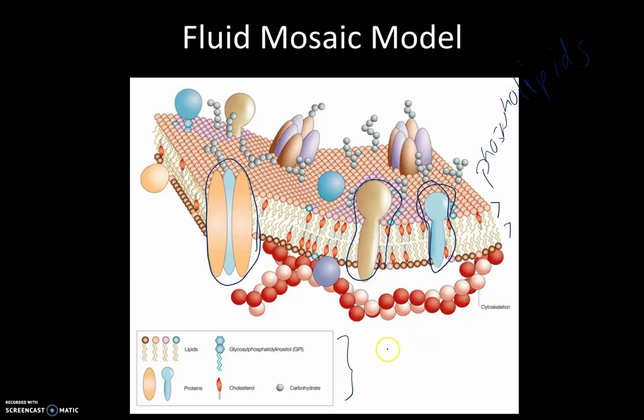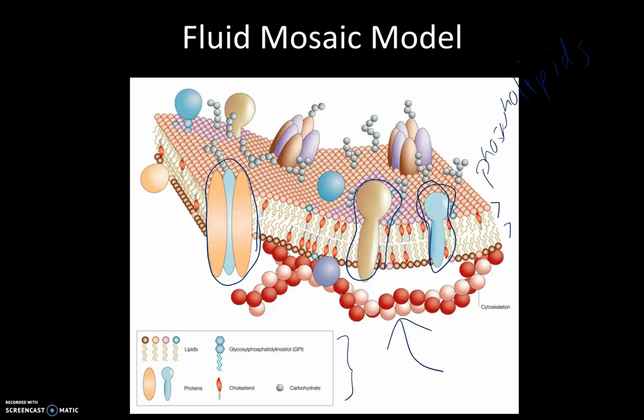And then we know that this part is the inside of the cell because this is going to be representing the cytoskeleton. Remember, the cytoskeleton are going to be your microtubules and microfilaments that just allow support for the plasma membrane and the other organelles in the cell.